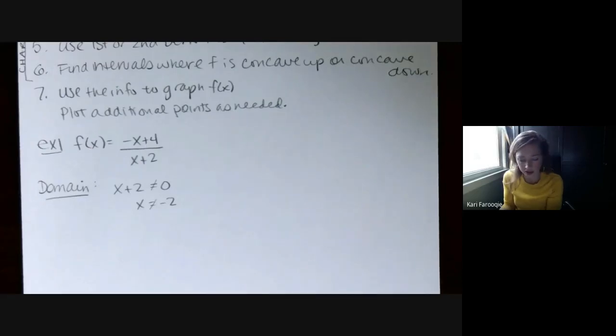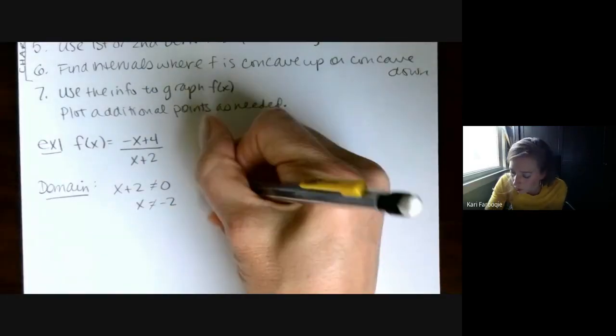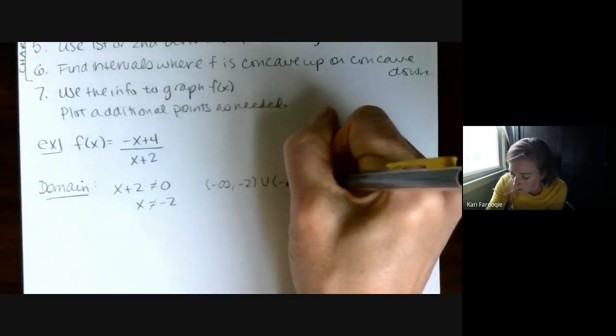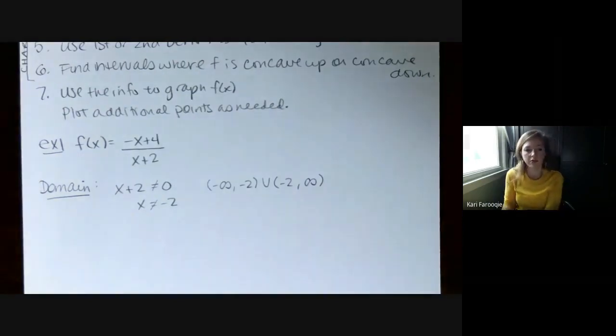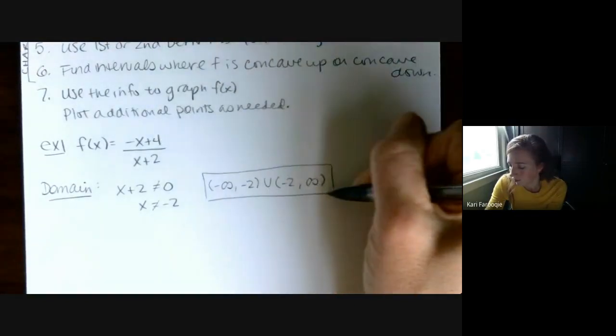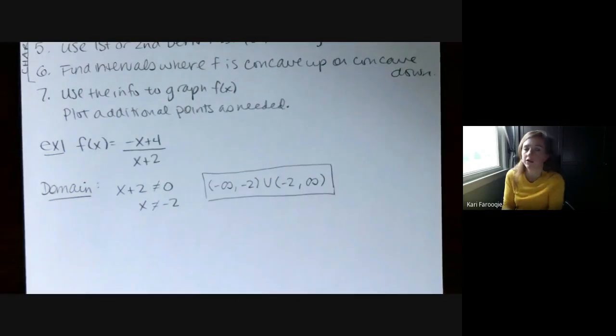List your domain in interval notation. Any value from -infinity all the way up to -2 is fair game. And then any value from -2 to +infinity, also awesome. It's just that we can't let x be equal to -2. All right, so that's the domain of your function. Very important. Any pieces of information that I find really important, I'm just going to put a box around.